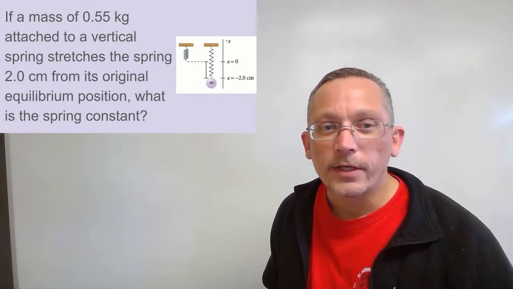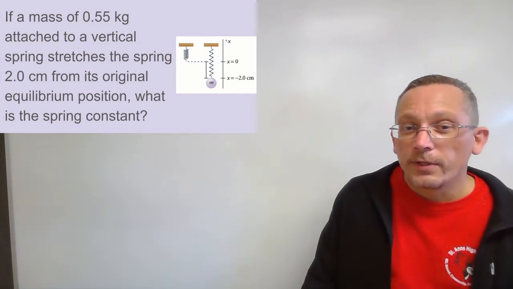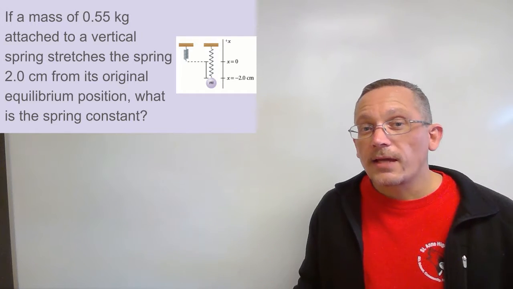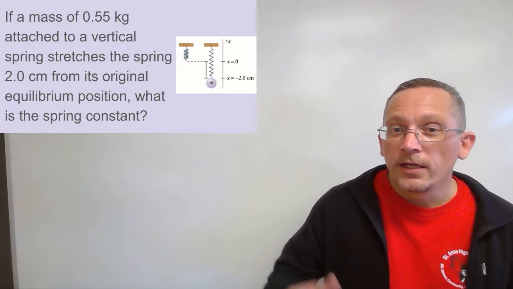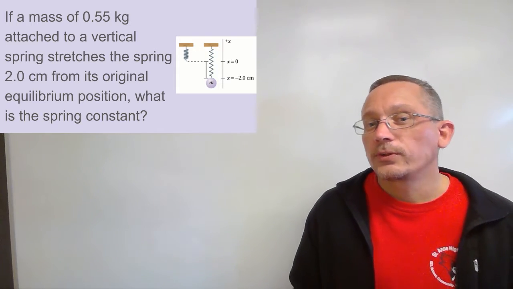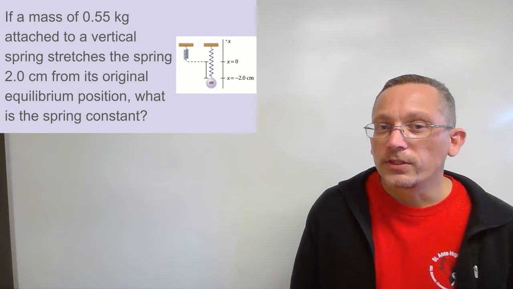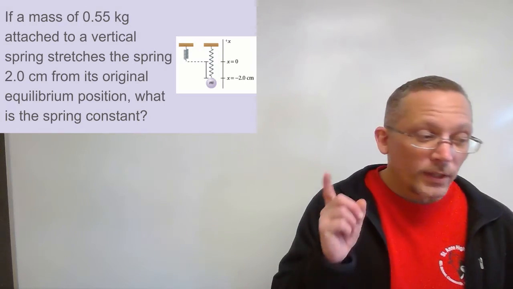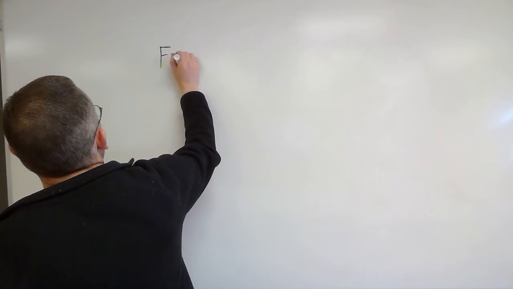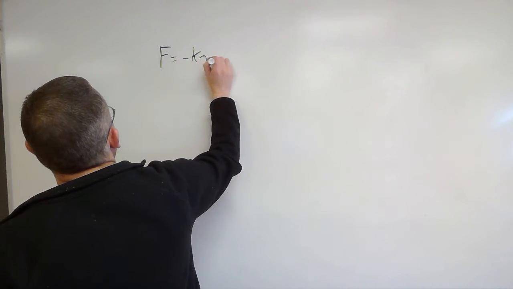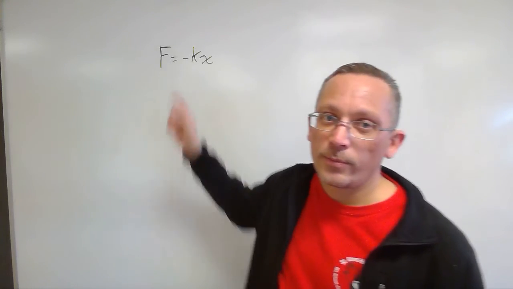Let's have a look at a problem, an example of the kind of thing we might see in our problems here. So this one, we've got a picture there, and it says if a mass of 0.55 kilograms attached to a vertical spring stretches the spring 2.0 centimeters from its original equilibrium position, what is the spring constant? So we are going to use our Hooke's law to find the spring constant.